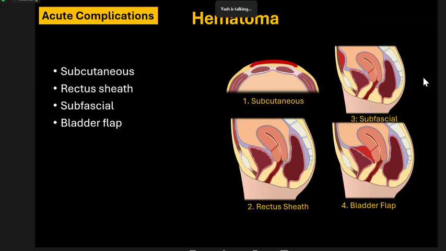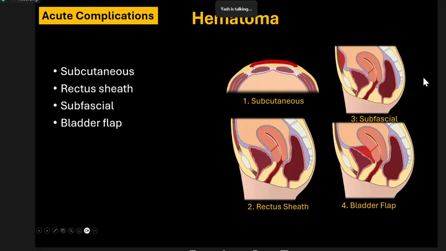There are multiple different types of hematomas which can happen with cesarean section, starting from where we take the incision, that is the anterior abdominal wall, and more specifically in the subcutaneous tissue, within the muscle, behind the muscle, and between the bladder and uterus. And we will discuss each type in a bit.